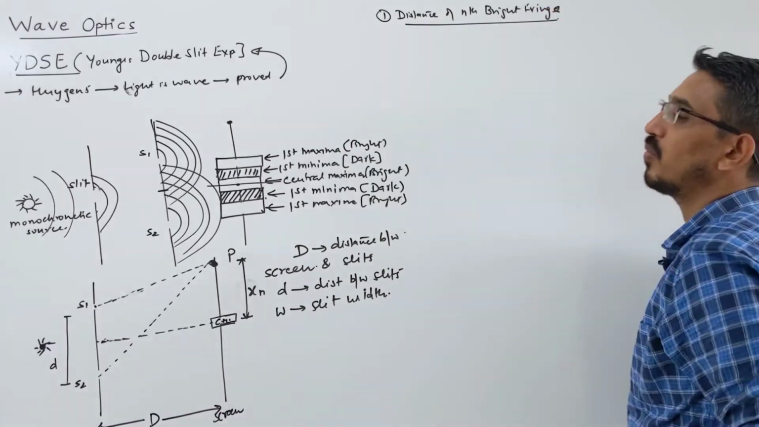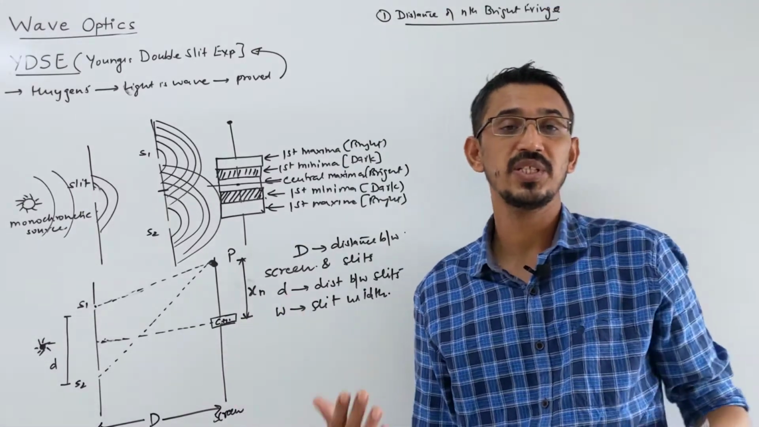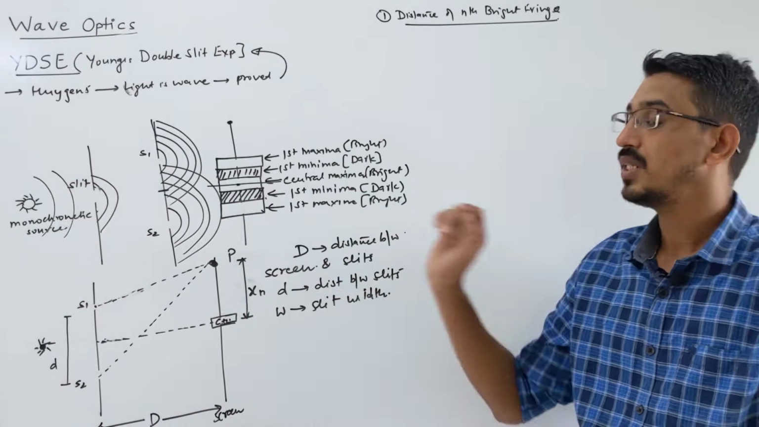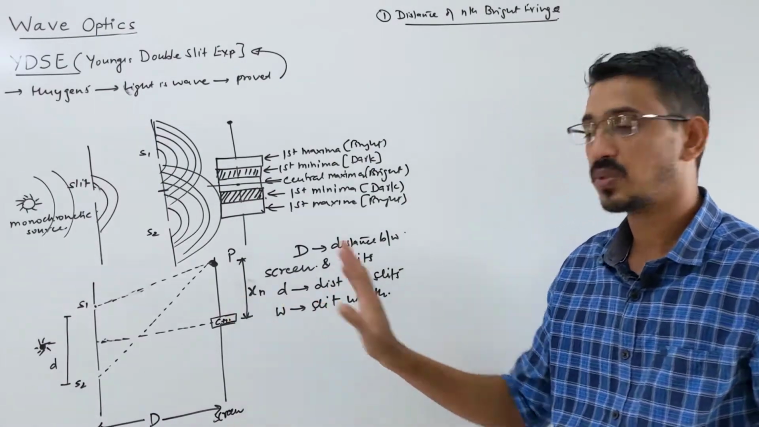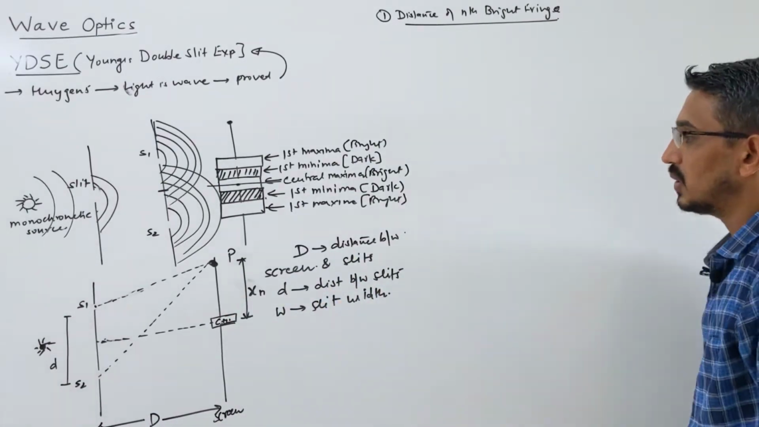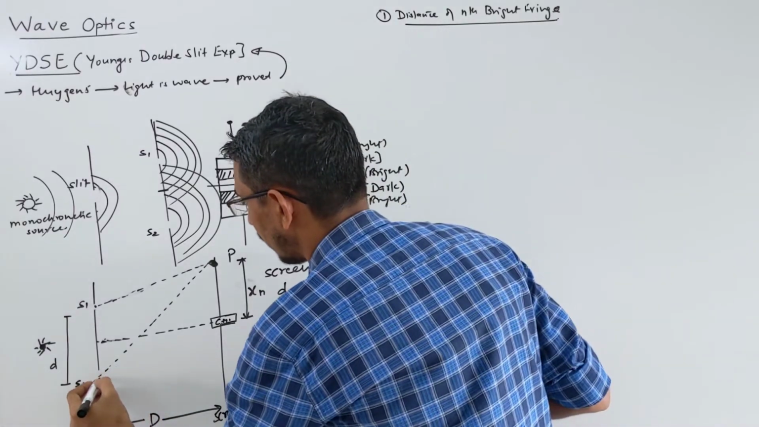You want to calculate the distance of the nth bright fringe. What is the distance of the 10th bright fringe from the central maxima? All calculation we will do with respect to our central maxima. Okay. So look here, in this geometry, let me complete this.